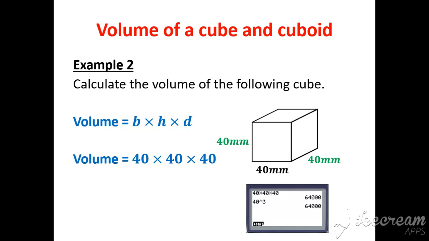64,000. Now, because it's a cube, all sides are the same. 40 times 40 times 40 is the same as 40 cubed, or 40 to the power of 3. So 64,000 millimeters cubed. What's a millimeter cubed again? It's a small little cube that's a millimeter by millimeter by millimeter, tiny little thing, and I'd need 64,000 of those to take up the space of that cube.